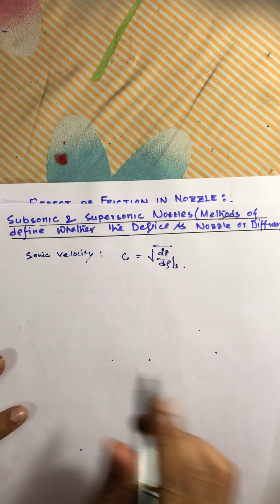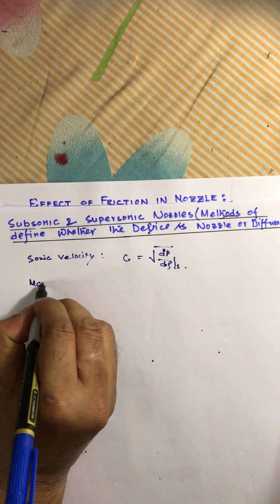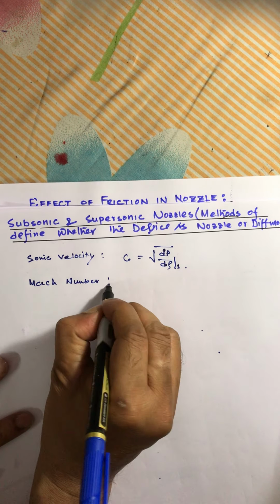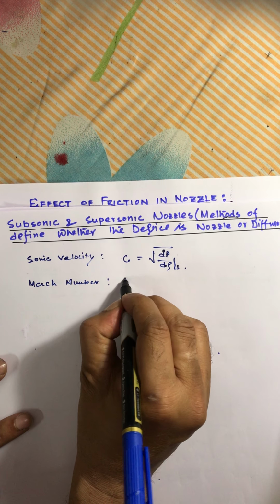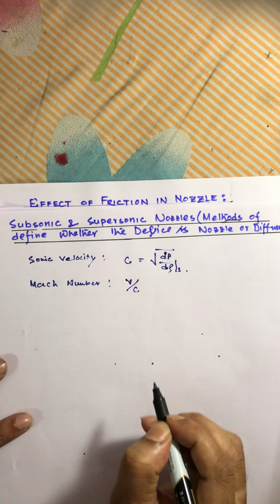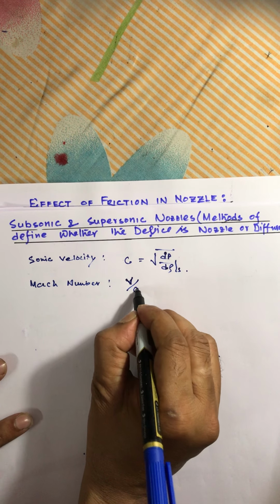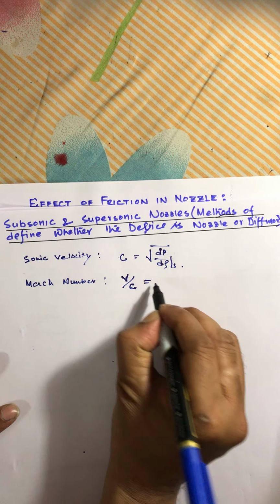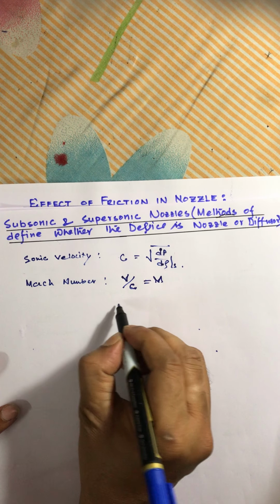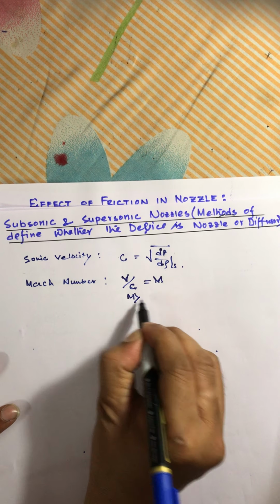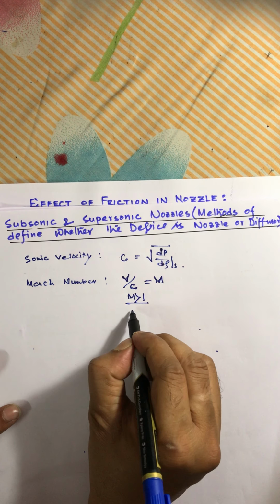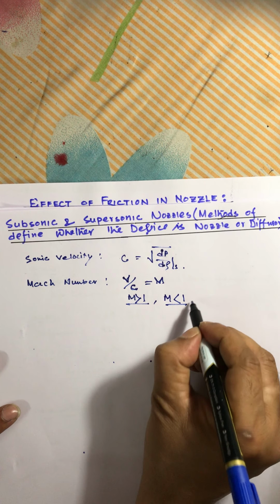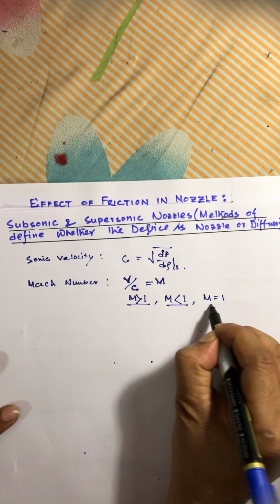Okay. And after that, Mach number. Mach number is nothing but the ratio of the actual velocity of the object divided by sonic velocity, actual velocity v divided by c, and that is defined by capital M. When M is greater than 1, this is called supersonic velocity. When M is less than 1, this is called subsonic. When M is equal to 1, this is sonic velocity.